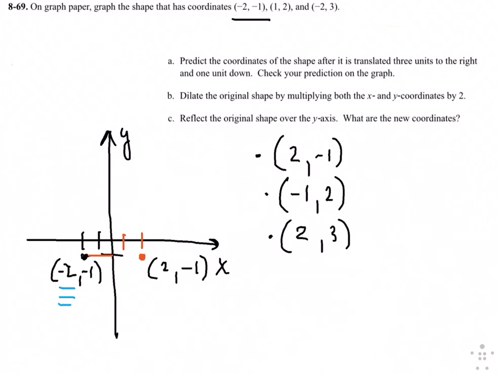For these kinds of problems, I recommend actually drawing it for one of the points and seeing what happens. We quickly saw that this negative 2 became a 2, right? And if I started with 2, negative 1 and flipped it over the y-axis, or reflected it, it would have become negative. So we could quickly see that we're actually just taking the opposite of the x coordinate.